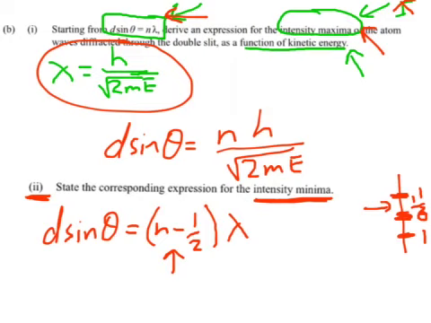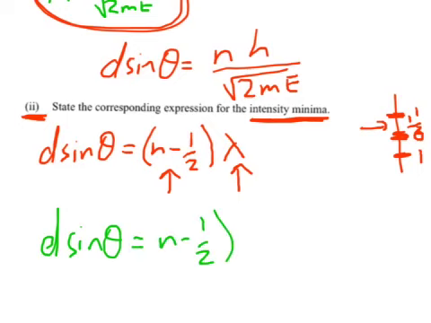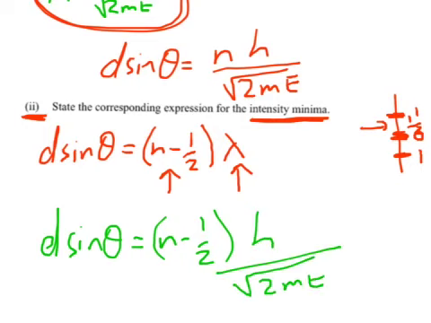In any case, we do exactly the same that we did above. For this wavelength part, we just substitute in lambda equals h over square root 2me. So we'll do that in green this time, and you'll see exactly how it goes. It goes d sine theta equals n minus half in brackets, so that we don't confuse it, h over square root 2me. So again, it looks complex, very simple once you interpret the question clearly.